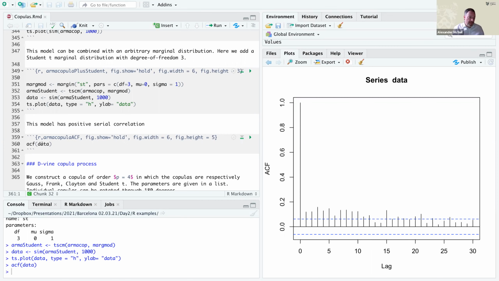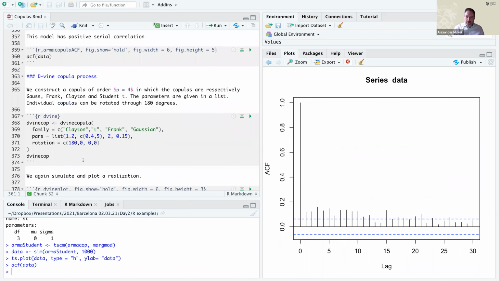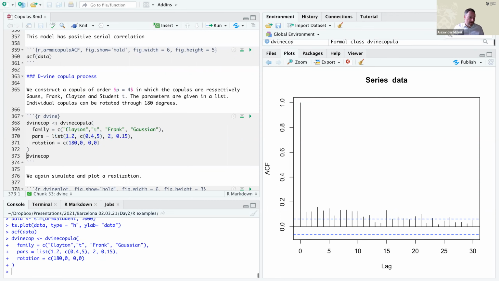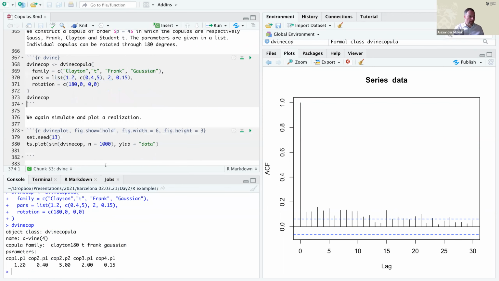Now I'm going to do the D-vine. These are autoregressive models, so I'm going to do a model of order 4. And I'm going to do it by putting together, just to make it really exotic, a Clayton copula, a T copula, a Frank copula, and a Gaussian copula. So I put them together. I pick some parameters. Don't worry about the rotation. And what I have here is an object of class D-vine copula.